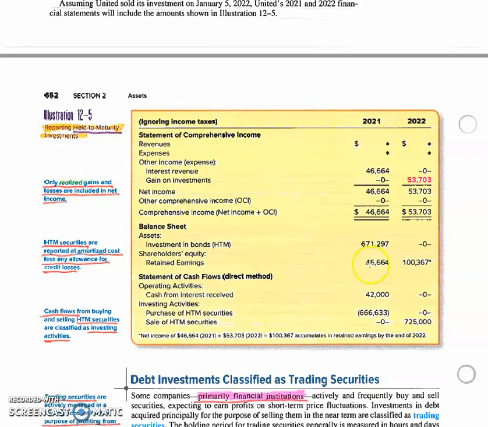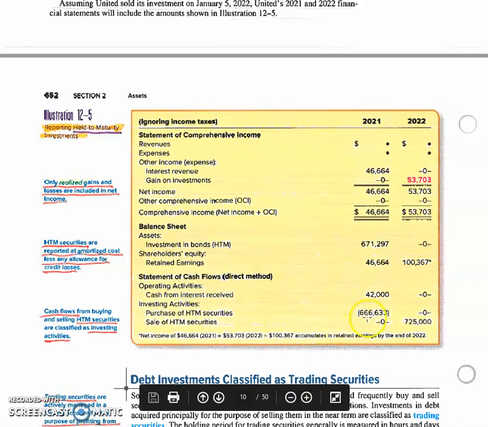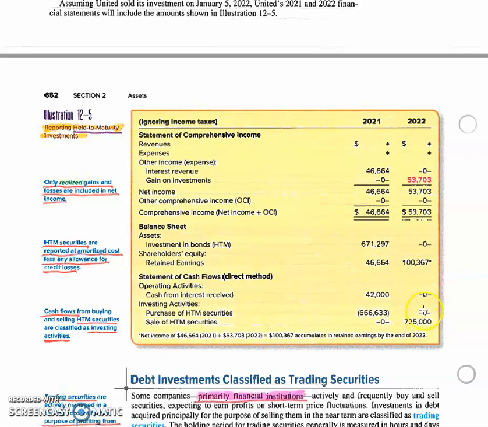And there is the retained earnings section. We have the net income flowing into retained earnings. So this is the sum of the 2 years' interest revenue. And then the statement of cash flows under operating activities, we see the interest receipt. And here under investing activities, we see the purchase and then the sale in 2022. So we sold those before their maturity, before even the second. The second interest period did occur, but not the third.